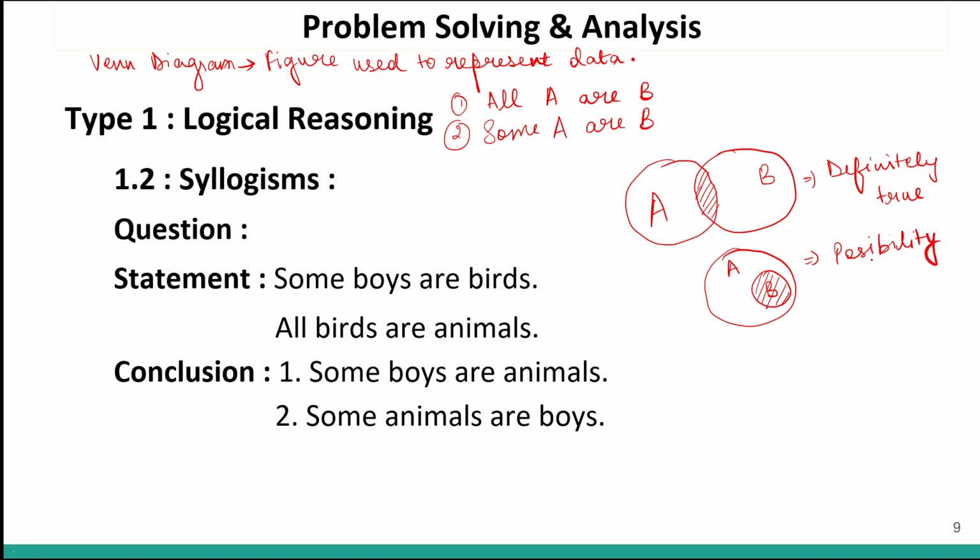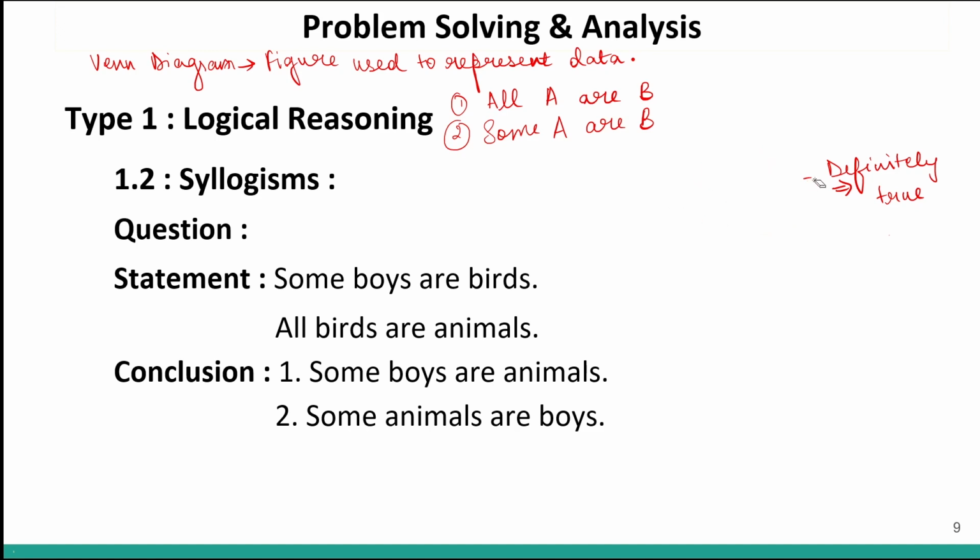This is a possibility. Why? Because this means that all B are A. Correct? But this is not mentioned. What is mentioned? Only some A are B is mentioned. So all B are A is not mentioned. So this can be a possibility, but this is not definitely true. So while solving syllogisms, we only look at definitely true options. This can be a representation, but for syllogism purposes, we will only consider this representation because this is definitely true. So some A are B. Clear?